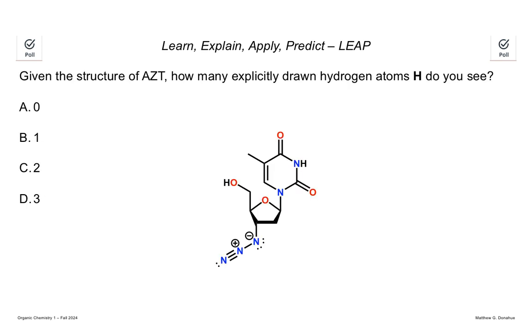How many explicitly drawn hydrogen atoms do we see? So they're represented as H. So how many H's are there? So there's 1, 2. So our answer here is C.